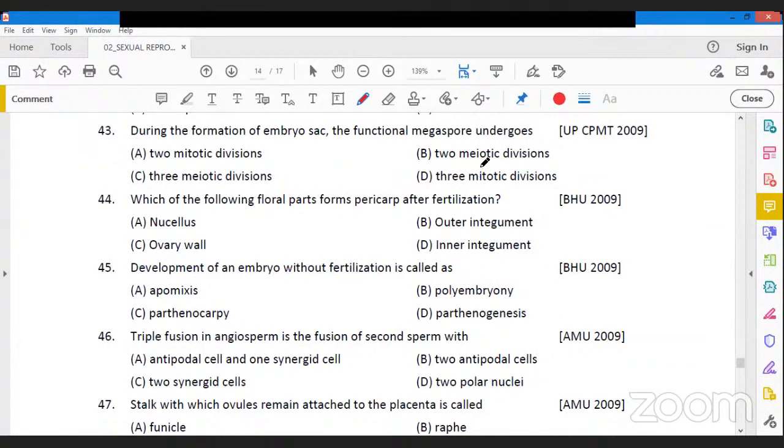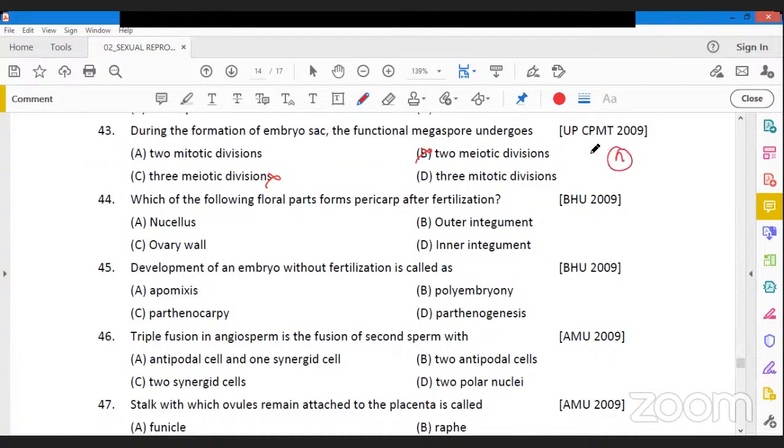Look here, during the formation of embryo sac, the megaspore undergoes. So basically, the megaspore mother cell would have undergone meiosis already. So no meiotic divisions happen further. Megaspore is already formed. Out of those 4 cells, 3 have degenerated, only 1 will remain. But that one remaining megaspore is haploid.